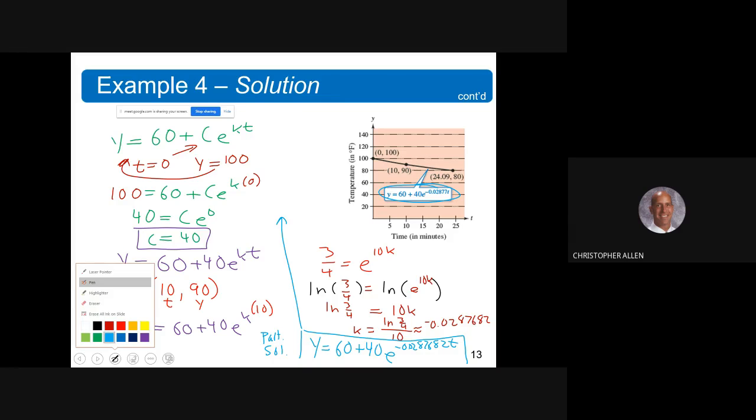Let's do a different color than we've used thus far. Let's just do black. So I want to know if y is 80, because that's the question. If y is 80, and that's 60 plus 40 e to the negative 0.0287682t, you've got to solve that equation. Now the only thing left is the t, and t here turns out to be 24.094. Which, by the way, you'll notice matches up with what's on the graph.